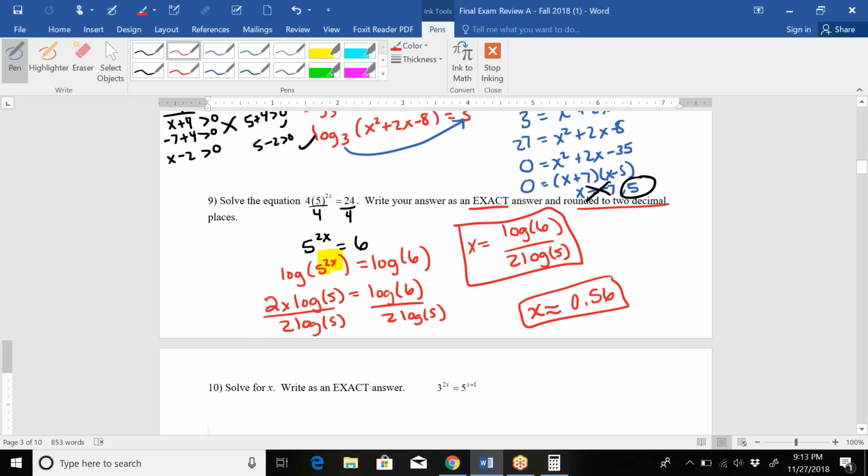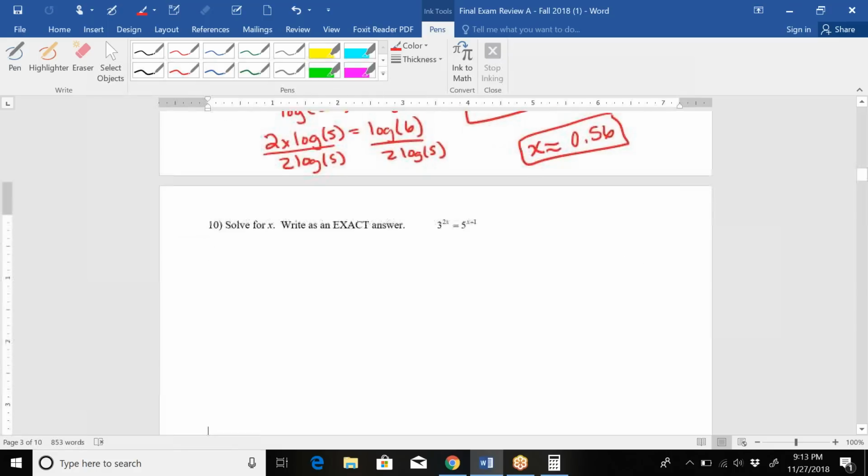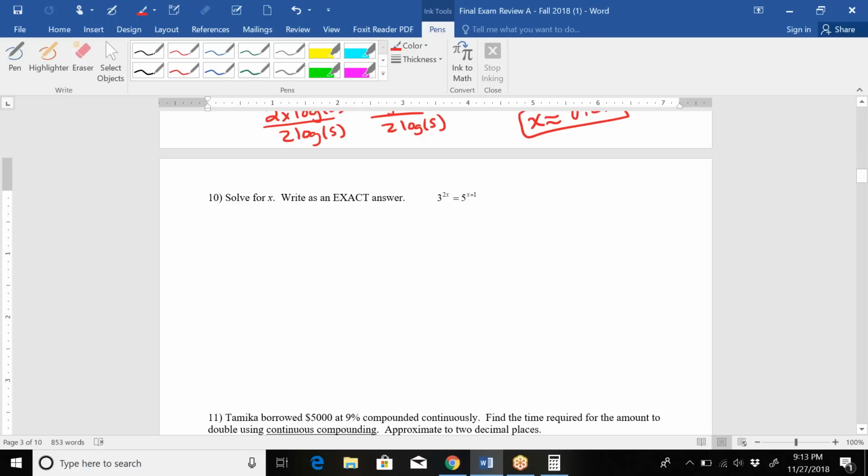Okay, that leads us into this next one, number 10. This is a little bit more complicated version of that. The problem with this one is that there are bases that can never match, 3 and 5 never match. But why this one's more complicated is because there are x's on both sides in the exponents. So we can use a similar approach. We can take the log of both sides, and we'll pull those powers to the front once we've done that.